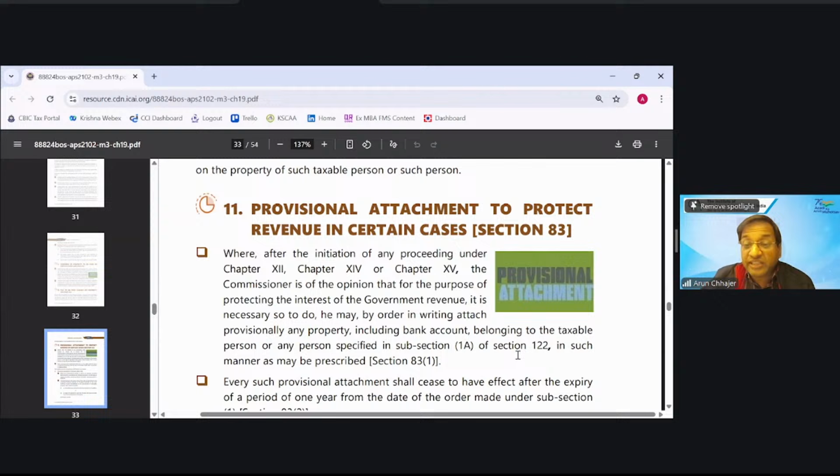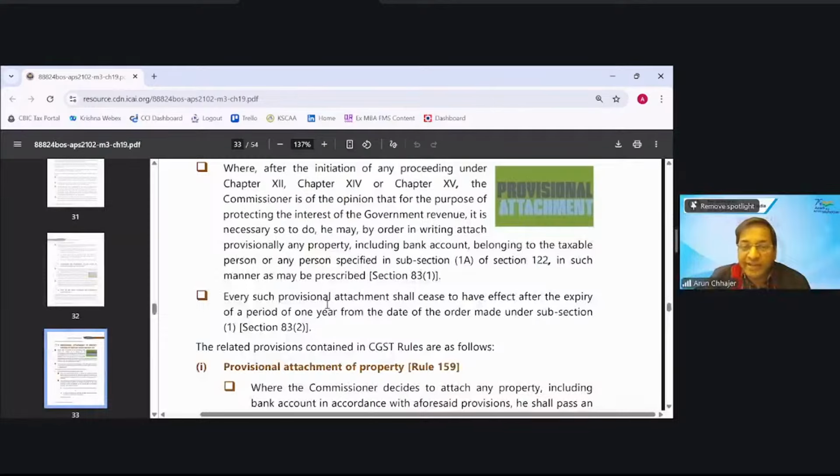Then a new section was introduced in the penalty 122(1)(a) and the cross reference was made in Section 83. क्यों किया क्रॉस रेफरेंस? क्योंकि उसकी प्रॉपर्टी भी अटैच की जा सकती है, to recover the government revenue. ठीक है, ये अमेंडमेंट था and it is very nice. Every such provisional attachment shall cease to have effect after the expiry of the 1 year.